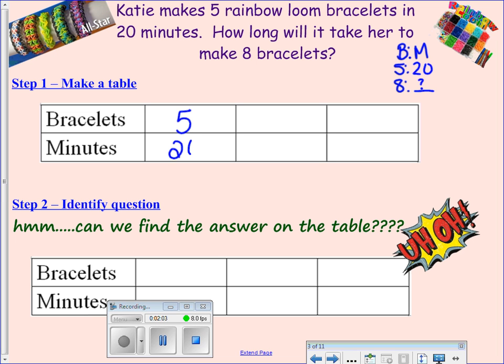5 bracelets in 20 minutes. So now let's scale up. We can scale up with repeated addition, plus 5, plus 20, or using multiplication, times 2, times 2. So let's do times 3, 15, times 3, 60. Is everybody okay with where those numbers came from and how we scaled up?